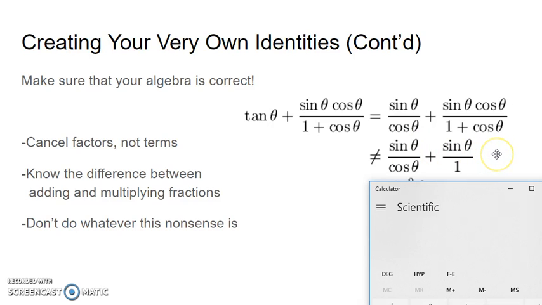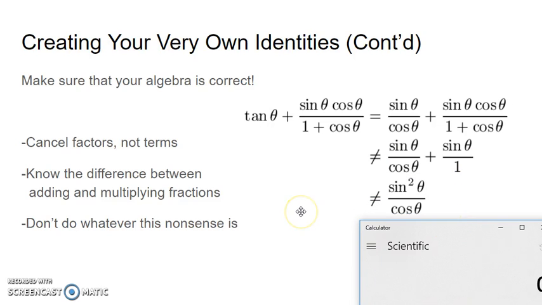But even if it were true, this in turn would not turn into sine squared over cosine theta. You gotta know the difference between multiplying fractions and adding fractions. This is what you would have gotten had you multiplied sine over cosine times sine over 1. If you wanted to add these things together, you would have to have a common denominator first.